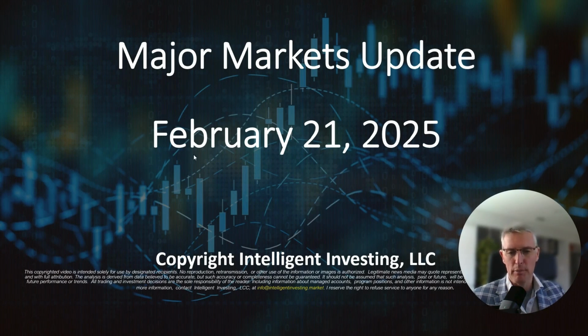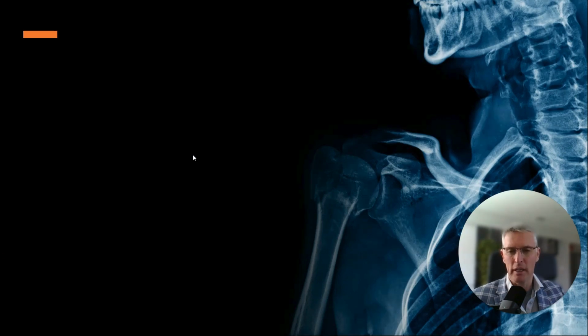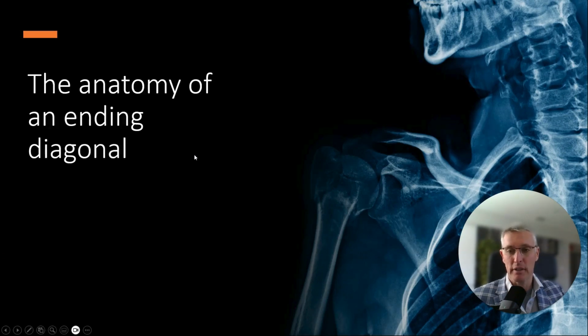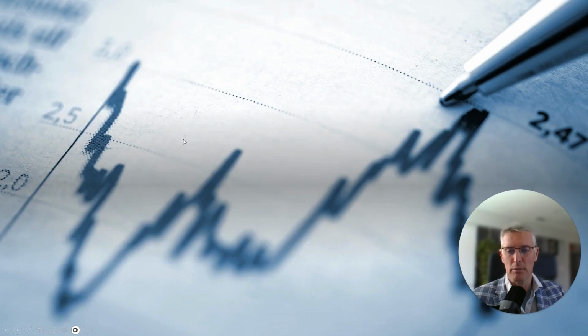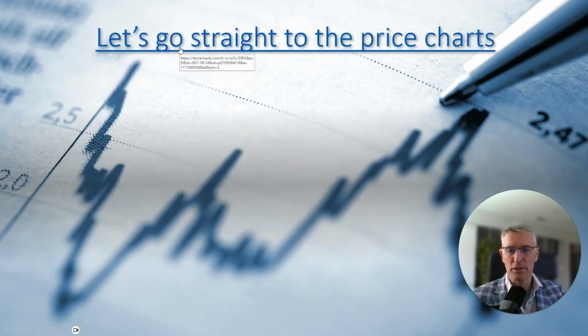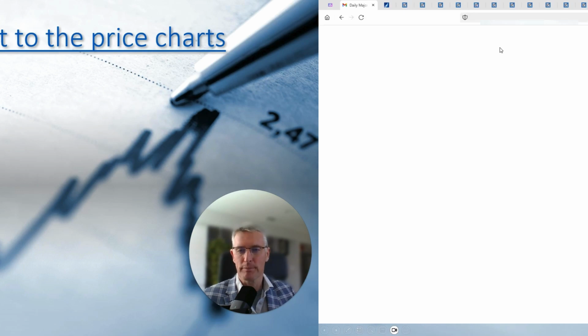2025. We got a pretty bad down day today, so we are going to address the anatomy of an ending diagonal. The ending diagonal is still our favorite Elliott wave count to get to the larger upside targets, but they are very unpredictable. However, yesterday we already showed our premium members the financial markets would go lower, so that has been a really good call. So let's go straight to the price charts.